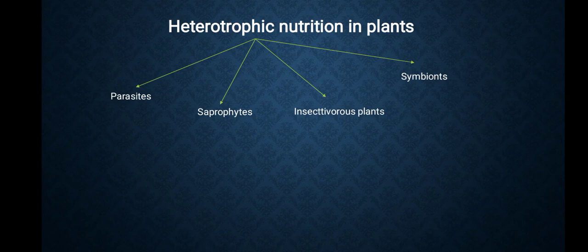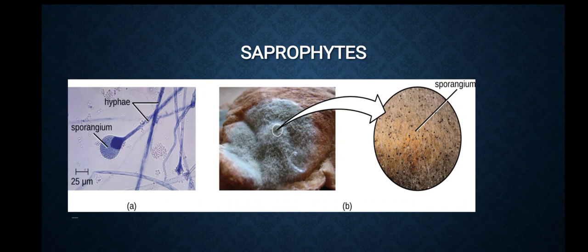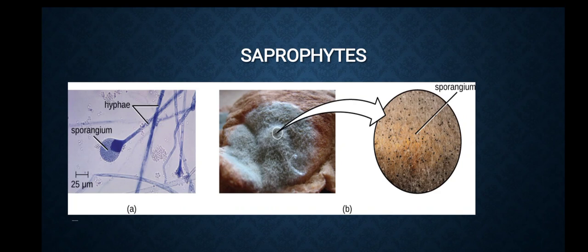Let's move towards the next topic, that is saprophytes. So what are saprophytes? Organisms that feed on dead and decaying organic matter are called saprophytes. For example, mushroom, mold, germs. Okay, the mode of nutrition in which an organism takes in nutrients in solution from dead and decaying matter is called saprotrophic nutrition.